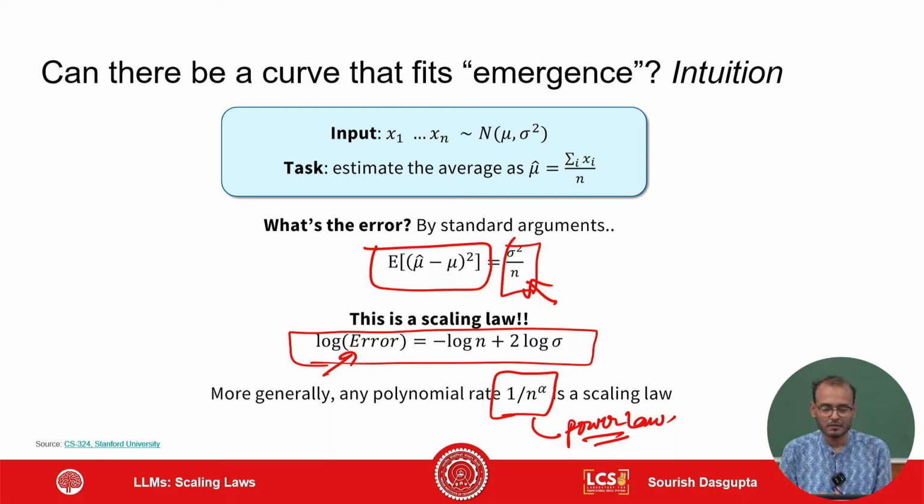Which means that errors would actually follow a power law. So if errors are following a power law, which means loss, because error means loss, then inversely the accuracy also follows a power law. So if loss drops according to a power law, then accuracy will go up according to a power law. So that's the intuition.